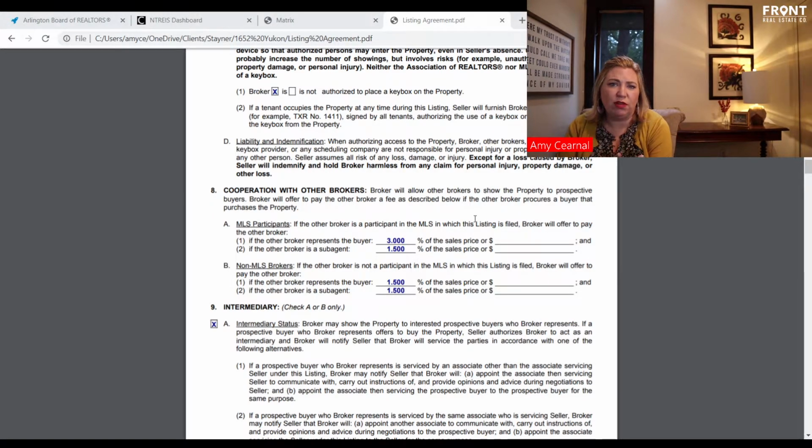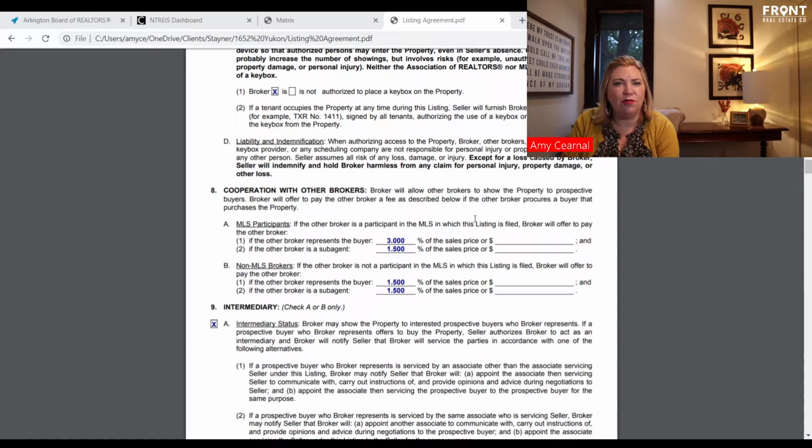Now, what's the difference between those? Well, if it is 8A1, where the buyer's broker is representing the buyer, that means they have a buyer representation agreement, and that agreement clarifies the agency relationship between the buyer and the buyer's broker. If they do not have a buyer representation agreement, then by default, they are a subagent of the seller, and that's where 8A2 would come into effect, and they would not be eligible to receive a 3% commission. They would only be eligible to receive a 1.5% commission.